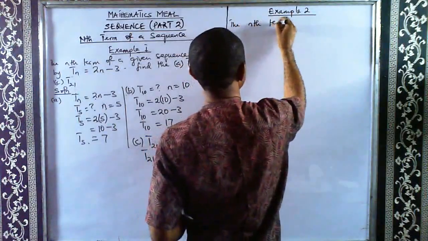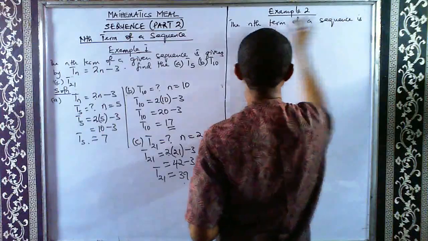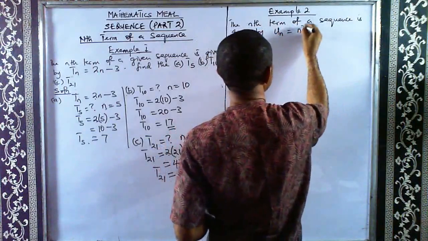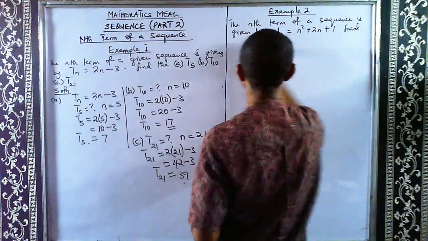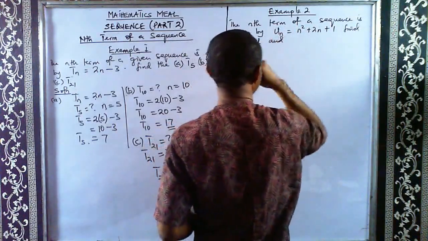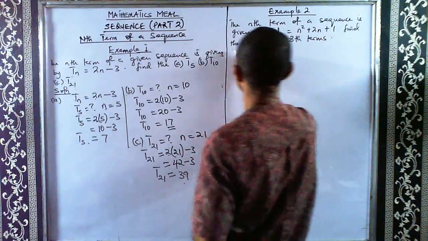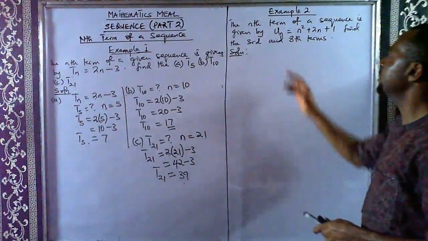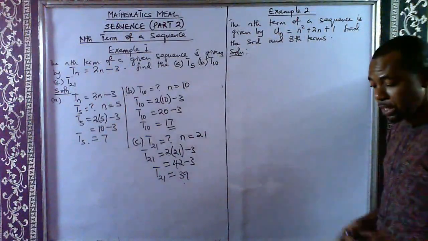The n-th term of a sequence is given by Un equals n squared plus 2n plus 1. Find the third and eighth terms. The n-th term of a given sequence is given by this. Find the third and the 8th terms. That's what we are asked to find.